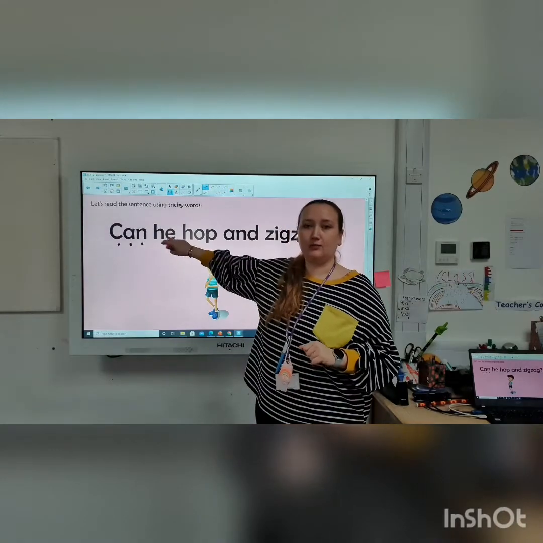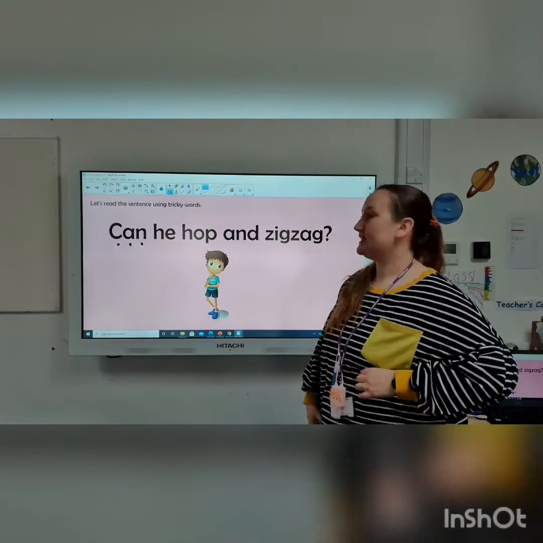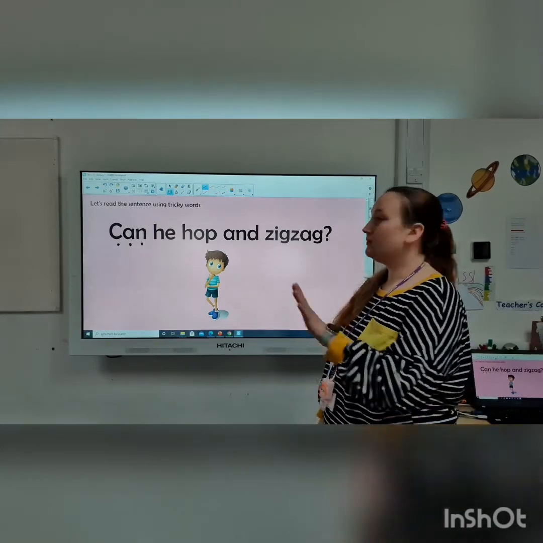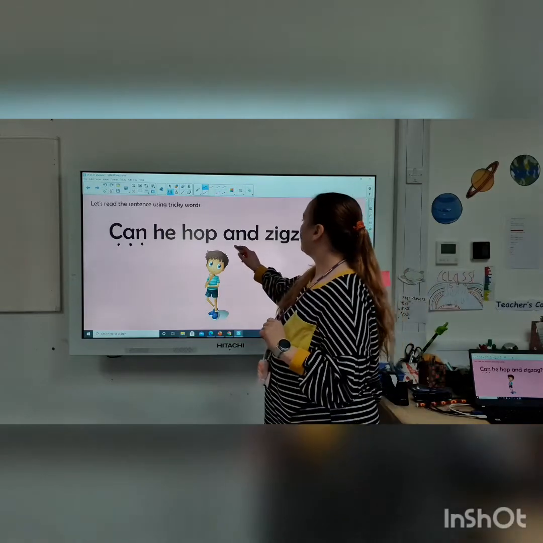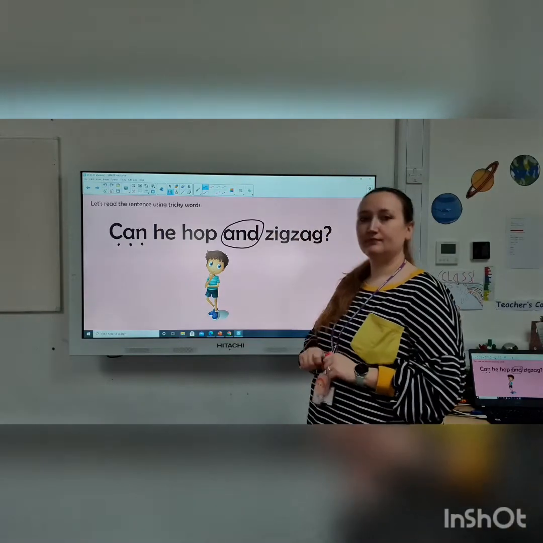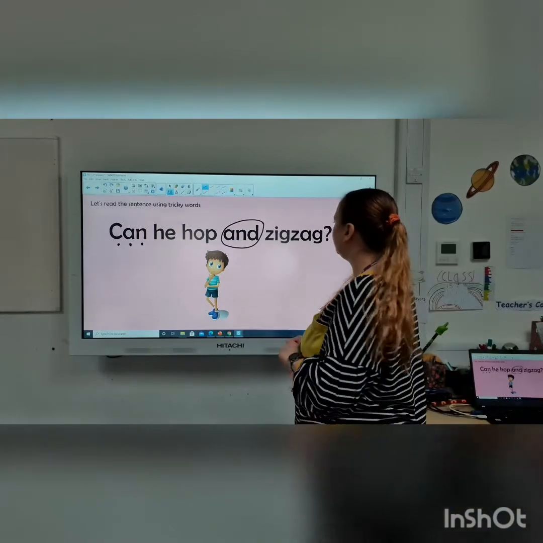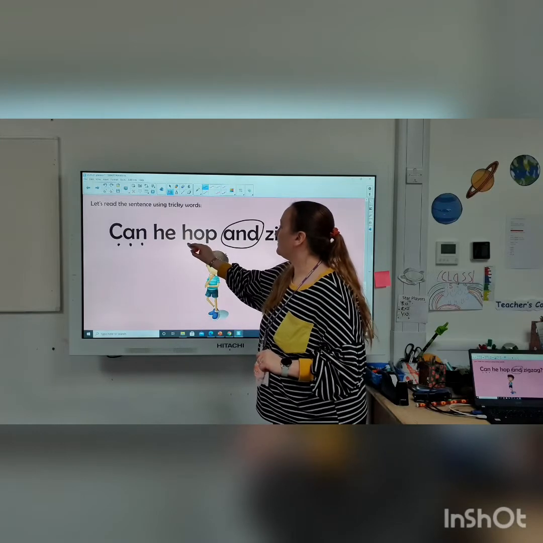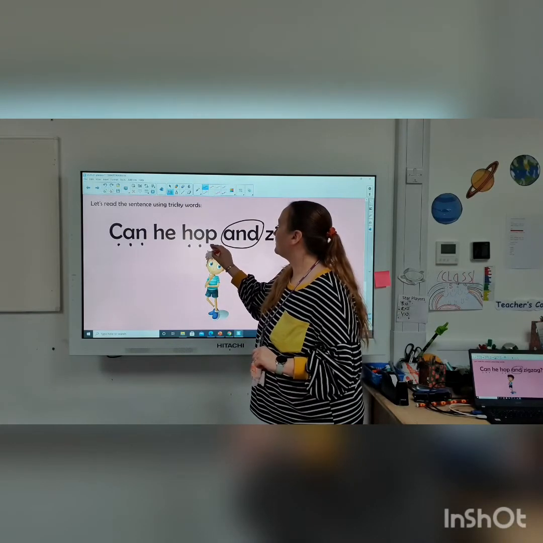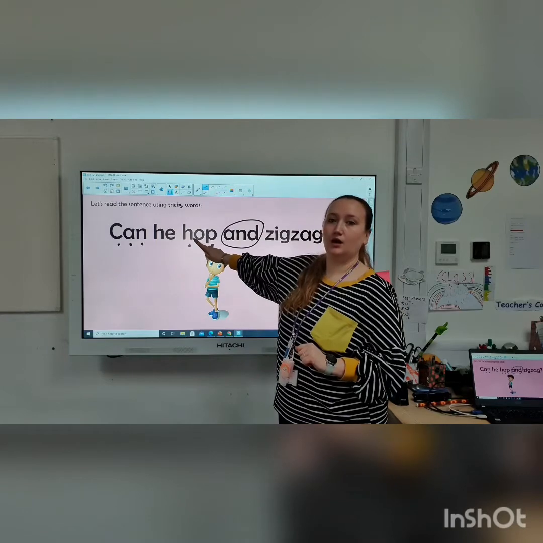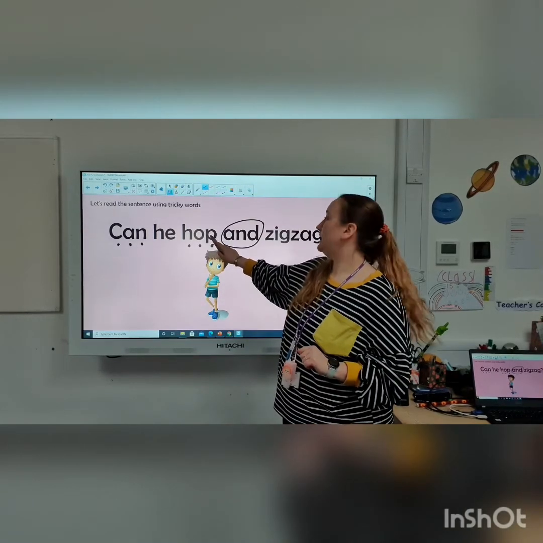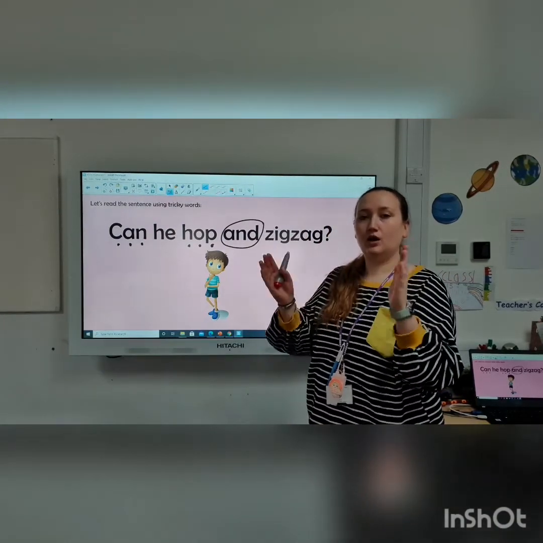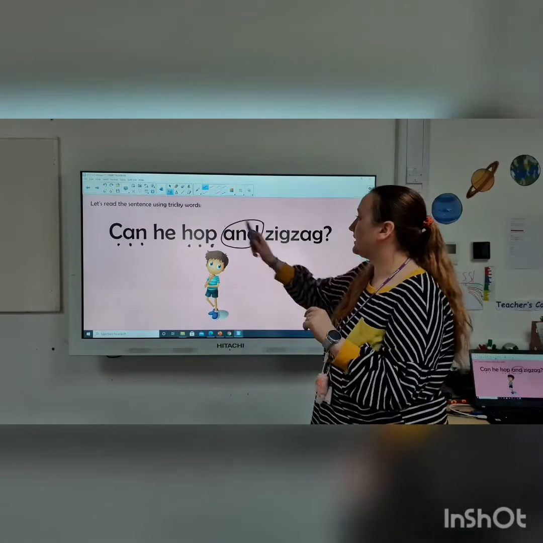And this is our tricky word now. Which tricky word is it? Can you remember? It's he. Okay, can he. So we can't blend it. We just need to know that is the word he. And do we know this one? This is another tricky word. And. Tricky word or keyword? So can he, and what's this one? So we've got this one, oh, and p. So let's blend this word, hop, hop. It says hop. So can he hop?